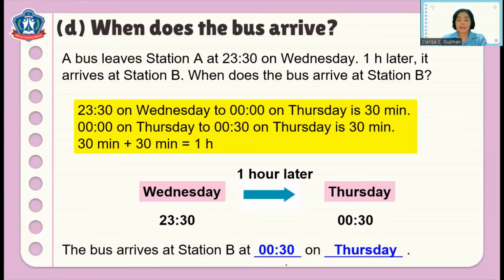Children, 00:30 is in 24-hour clock notation. In 12-hour clock, that is 12:30 a.m. So this is a.m. Okay, they are the same time.